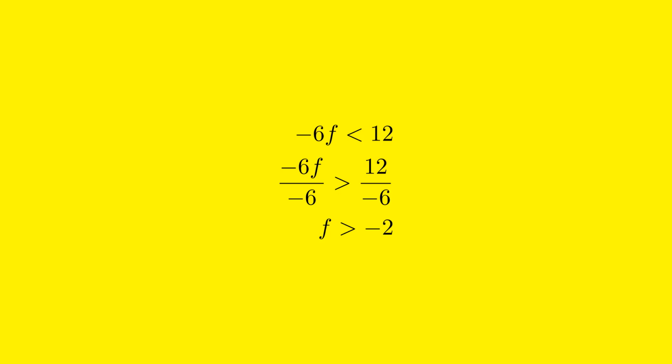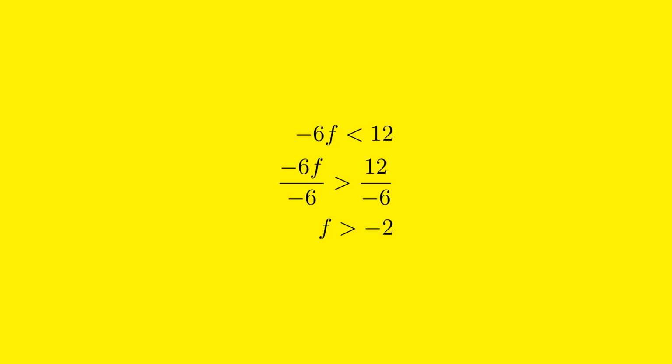So, we divide both sides by -6. -6f divided by -6 is greater than 12 divided by -6. This simplifies to f > -2. Now let's write the solution in interval notation as well. Since f is greater than -2, the interval notation for this inequality is open parenthesis -2, comma infinity, close parenthesis.